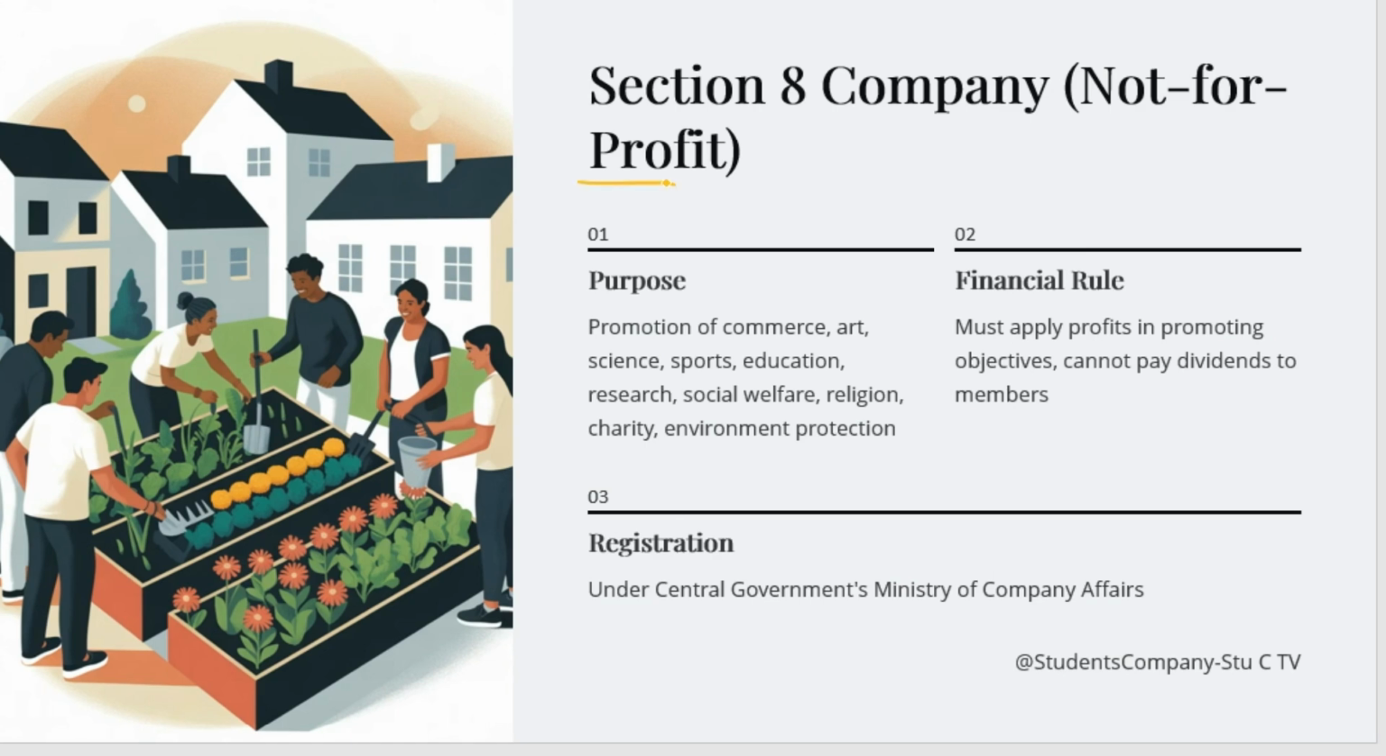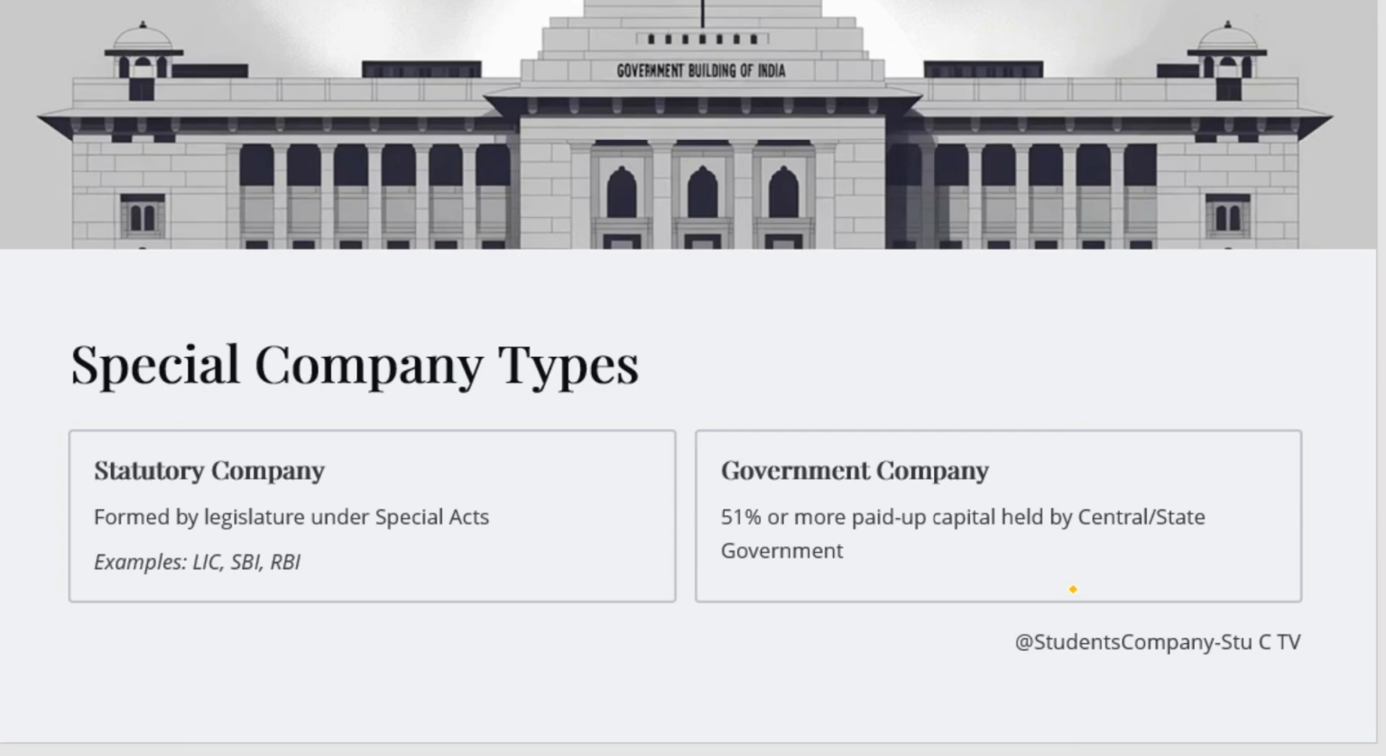Section 8 companies are basically non-profit companies. Their purpose is promotion of commerce, art, science, sports, education, social welfare, environmental protection, etc. The financial rule is that their profits should be applied in promoting the objectives they have stated. They cannot return the profits to the members of the company or pay dividends, but it has to be returned to the purpose for which the company was created. It has to be registered under the Central Government's Ministry of Corporate Affairs.